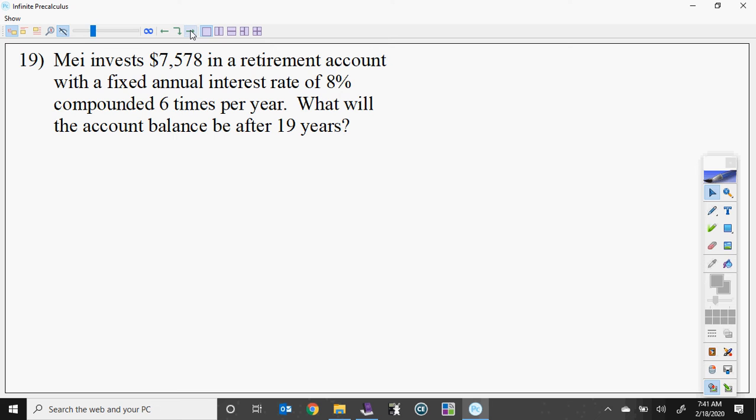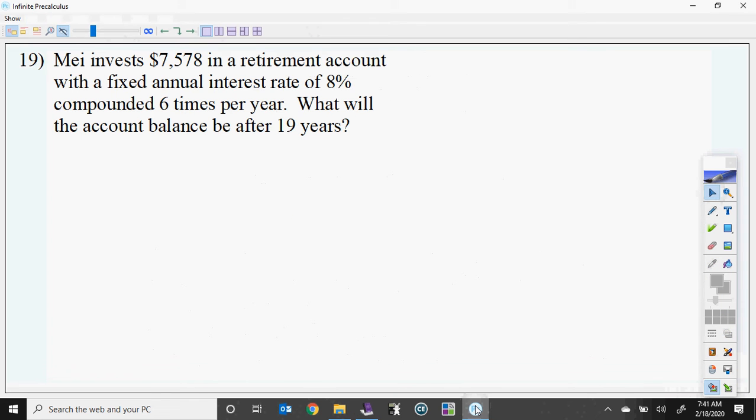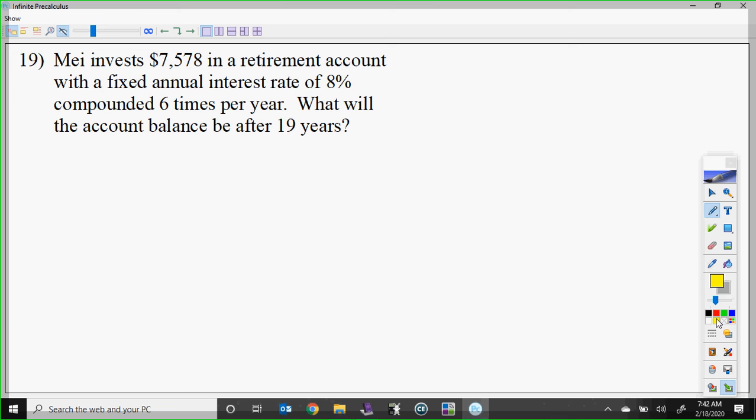Okay, now look at this one. Right away, hopefully, we'll notice a difference. This one doesn't say compounded continuously. It says compounded 6 times per year. So let's go back and look at our formula. We're going to be using this one. So we got 1 plus R over K, to the KT. And again, that's because it says compounded 6 times per year.